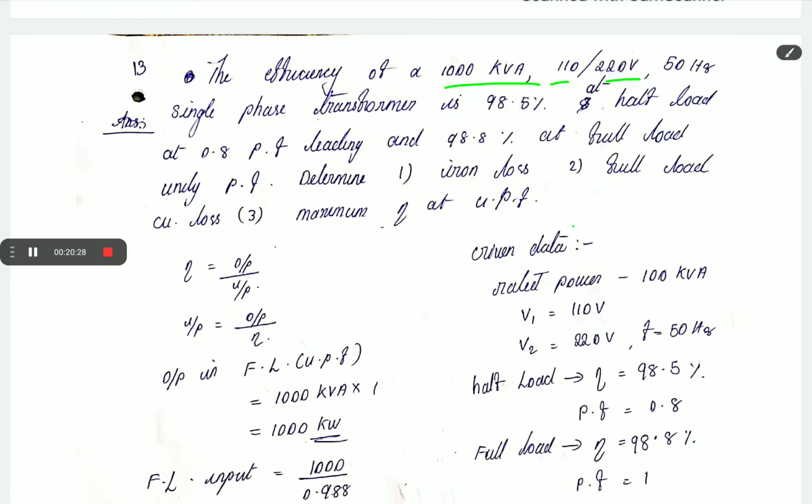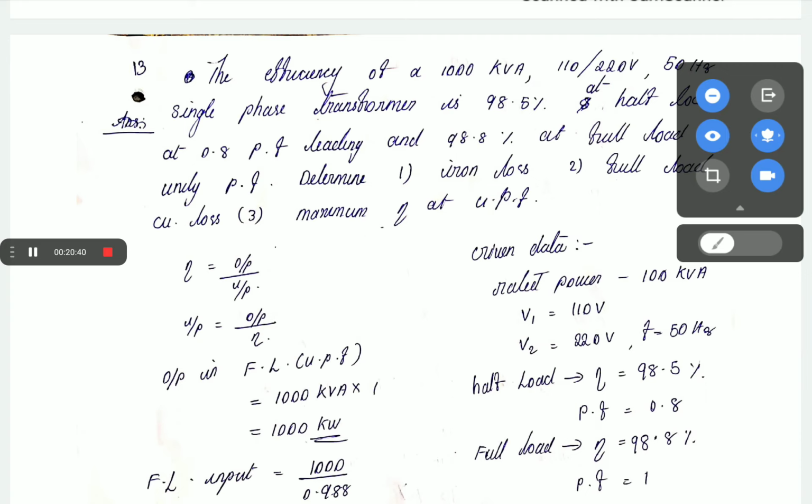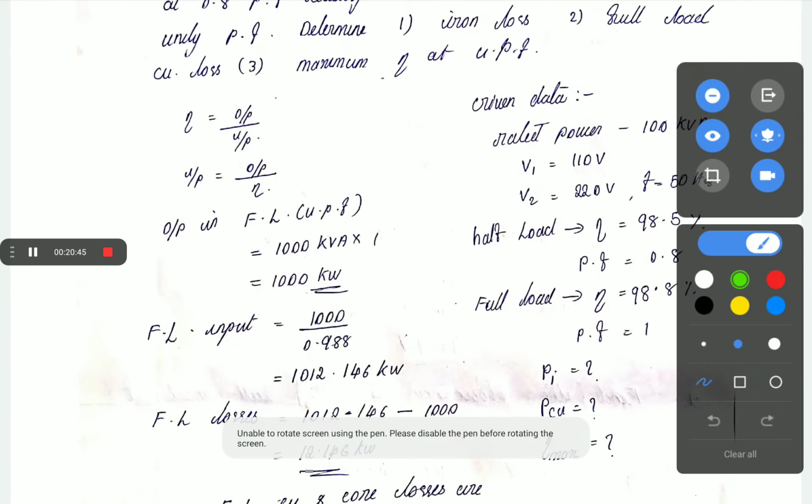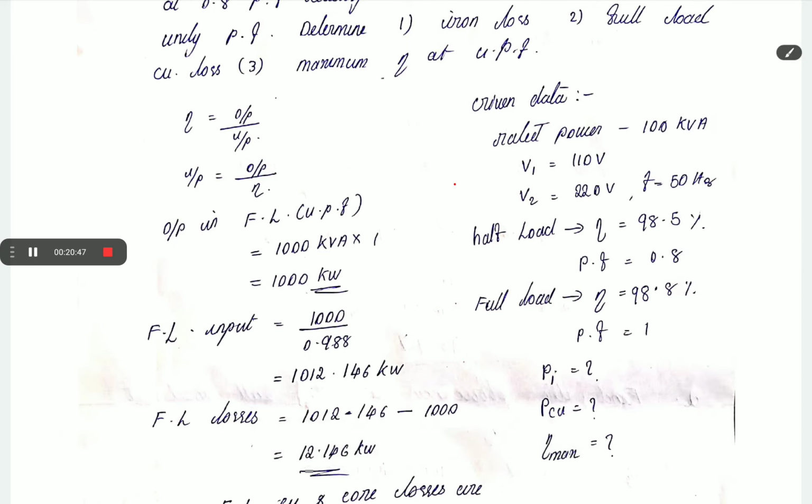Okay. Now you have to find out the iron loss and copper loss separately, and also maximum efficiency at unity power factor. So first you denote all the given data. So നമുക്ക് തന്നിരിക്കുന്ന given data എന്തൊക്കെയാണ്? Rated power is given, V1 is given, V2 is given, at half load efficiency and power factor is given. Full load efficiency and power factor is given.